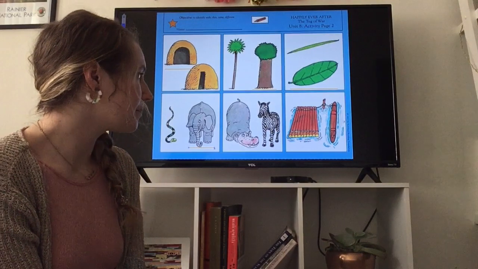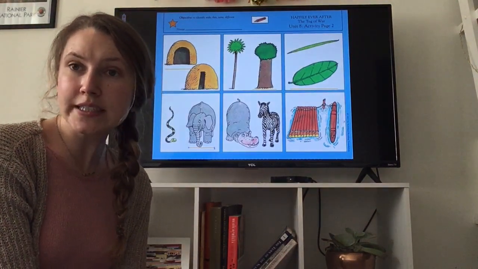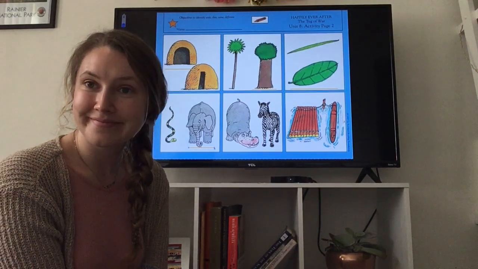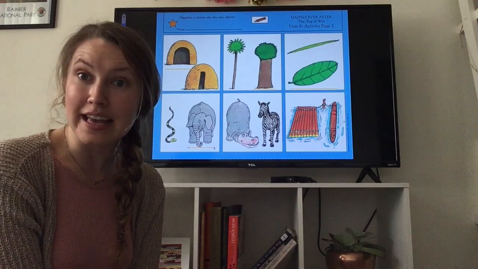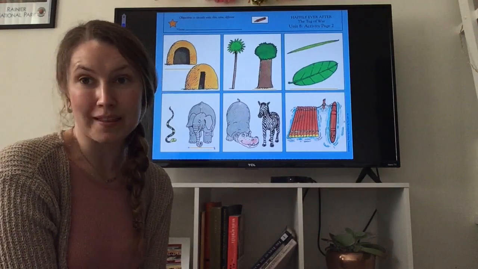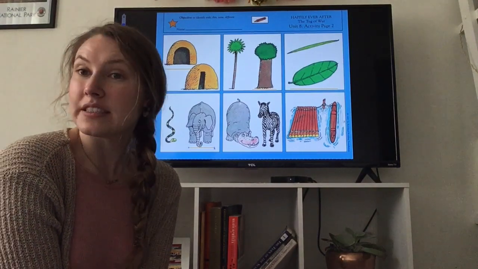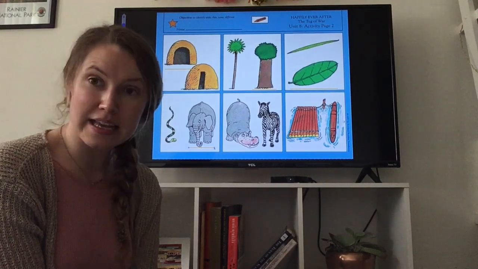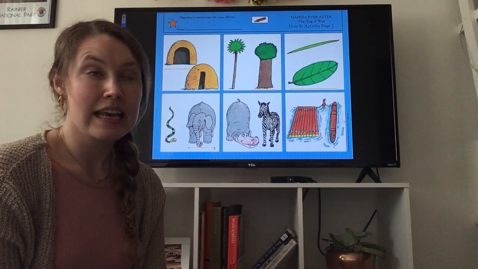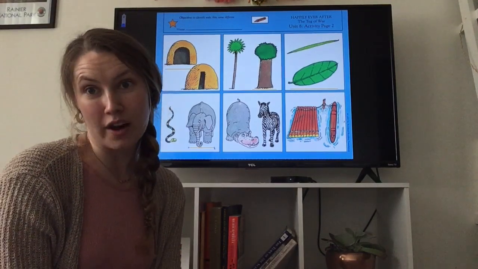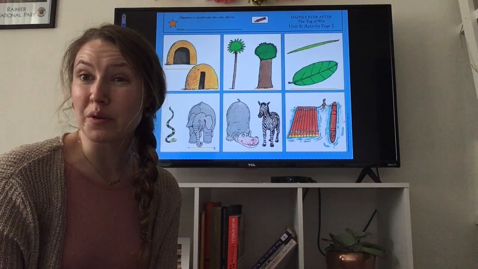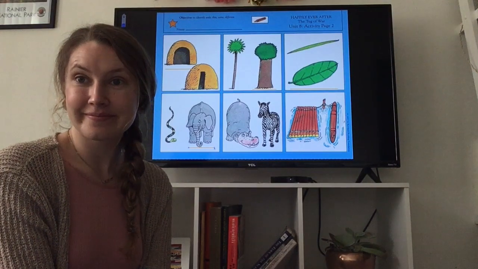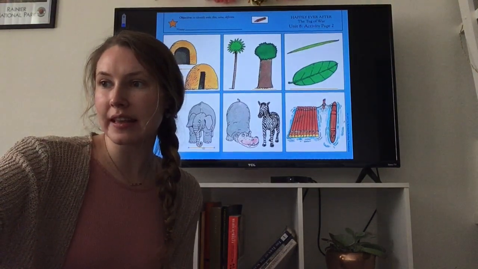Let's look at our next picture. Again, two animals. What is the same about these two animals? Well, they're both animals and they both live in Africa. Remember, that's where our story is set, is the jungle in Africa. What's different about them? Well, one is a zebra and one is a hippopotamus. Zebras live on land. Hippopotamuses are on land and in the water. And one of them is much wider. Which animal is wider? The hippopotamus. So we are going to underline the hippopotamus.